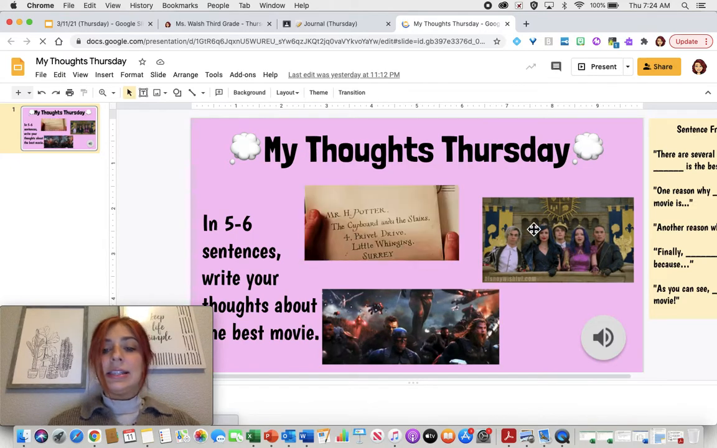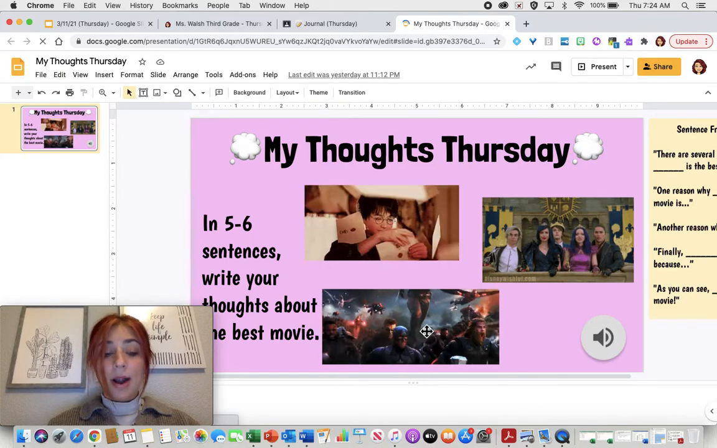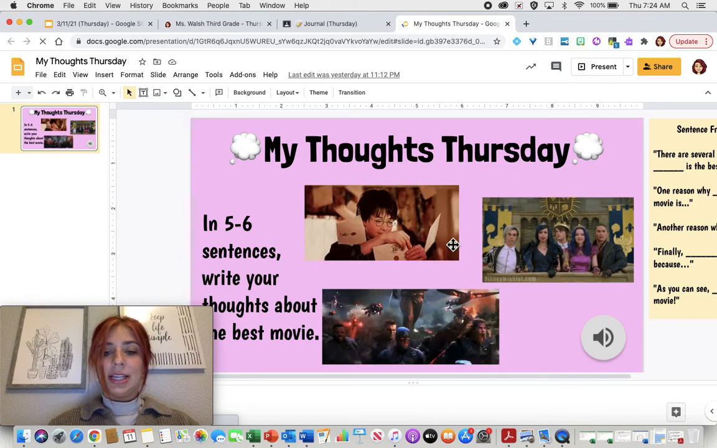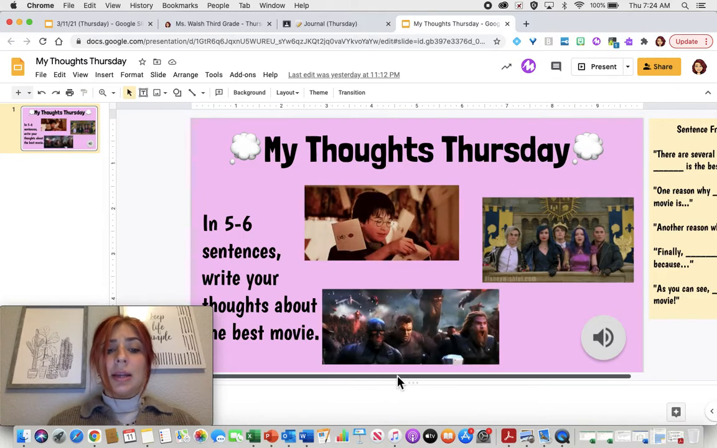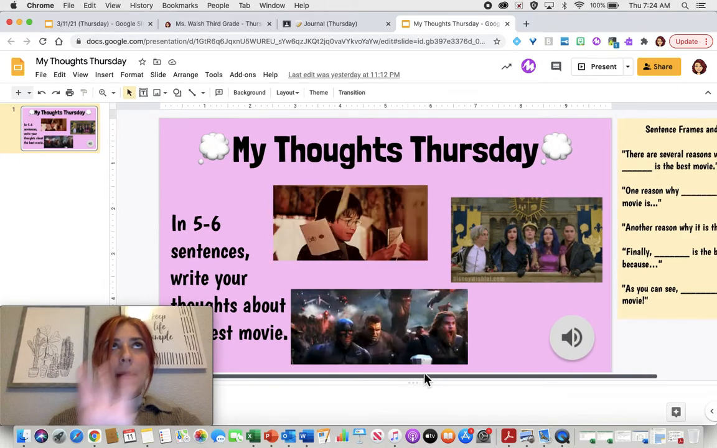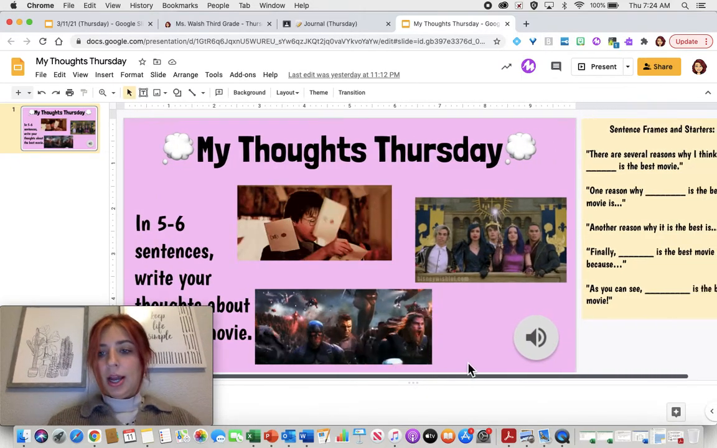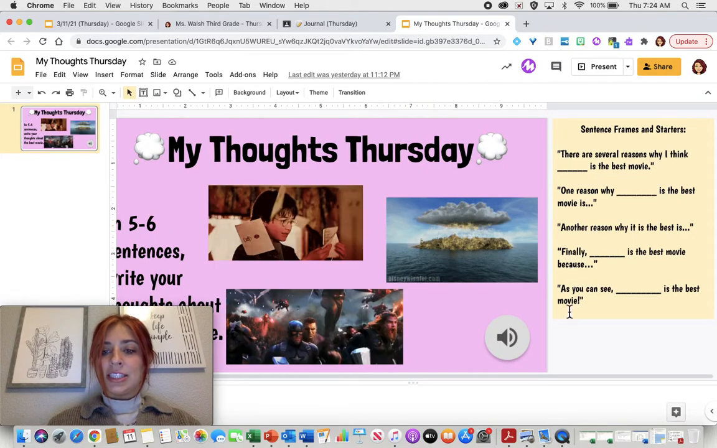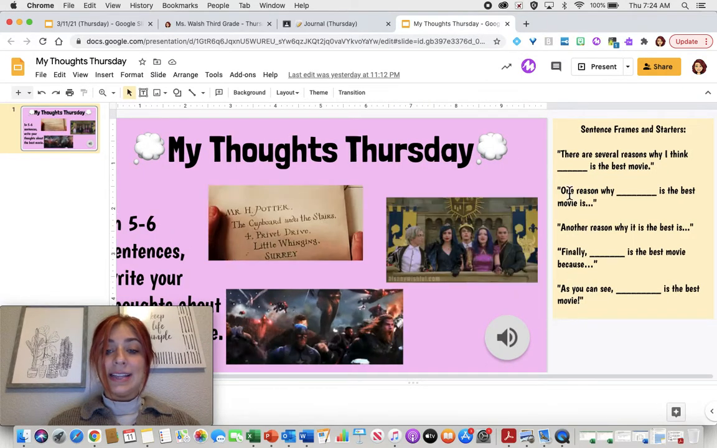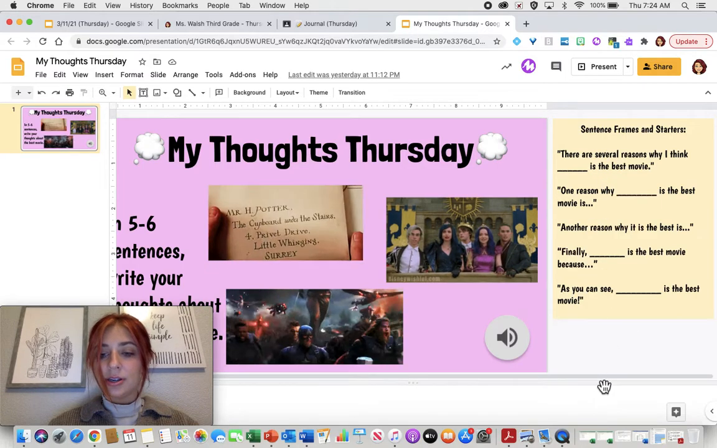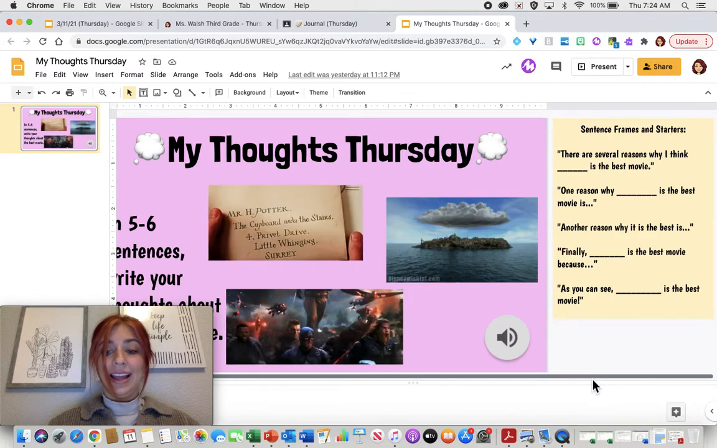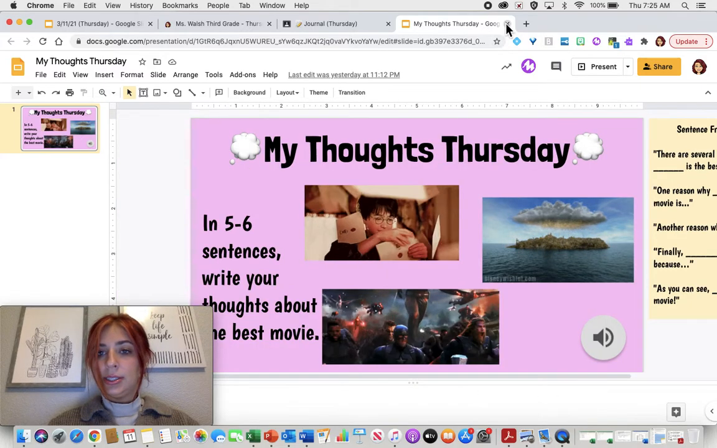Here are some ideas just to get you guys' brains going. So we have Descendants, Harry Potter, we have Avengers. So think about what movie you think is the best movie of all time. And you're going to go ahead, you have sentence frames and starters on the right as needed. Again, you do not have to use the sentence frames and starters, but they are there if you would like them. All right.